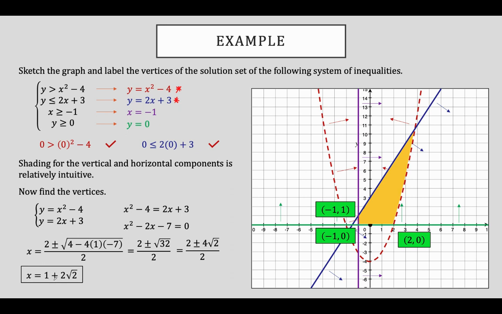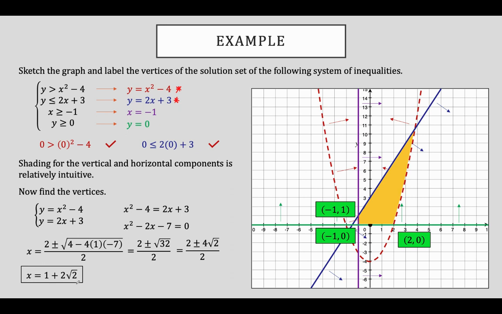The only reason why I want the positive one is because think about the intersection points we're finding. We found this one here, and then also the intersection point down here. This would have been the negative one. Well, we want the one that has the positive x value. So that's going to be 1 plus 2 root 2.